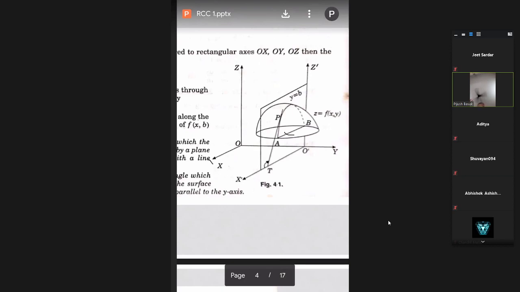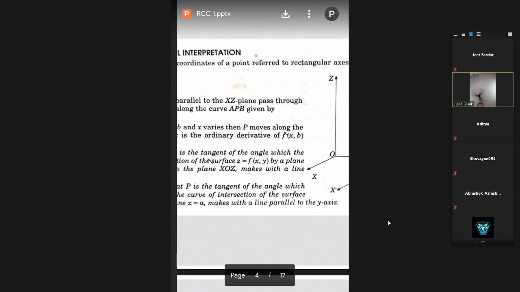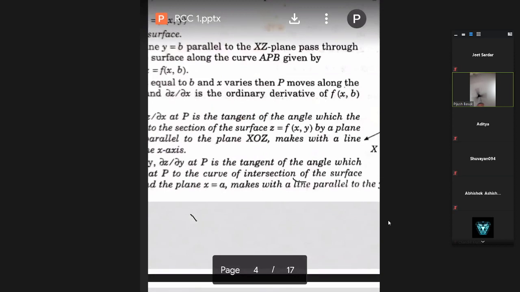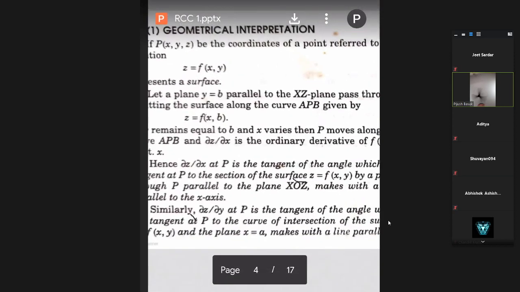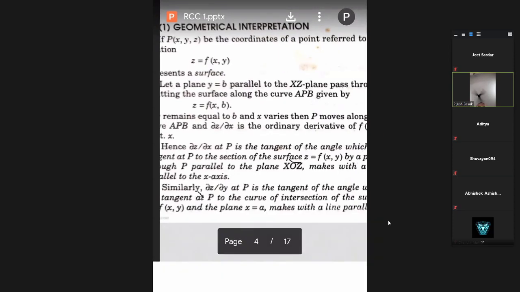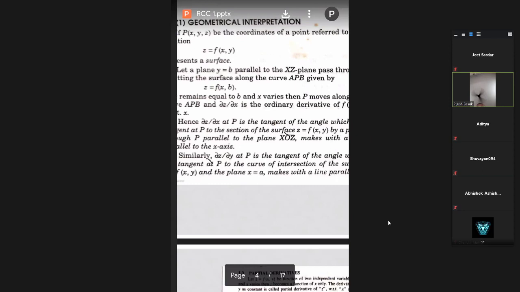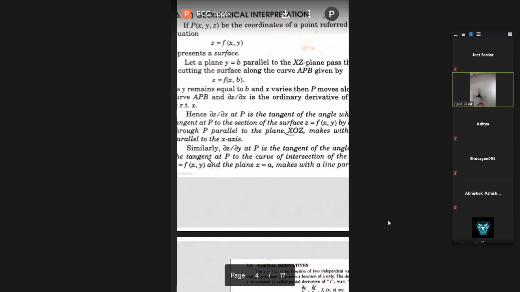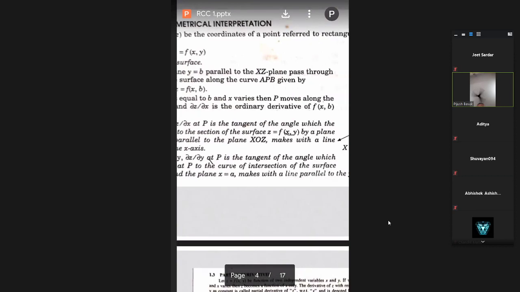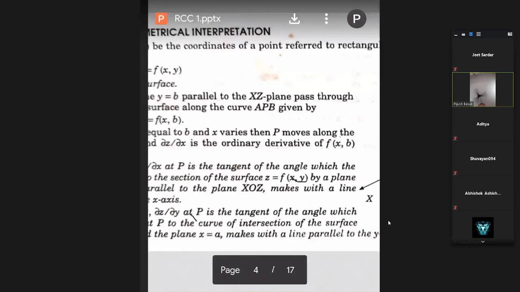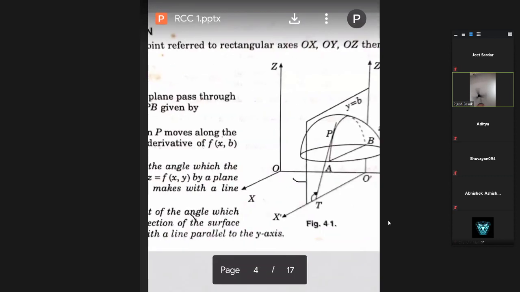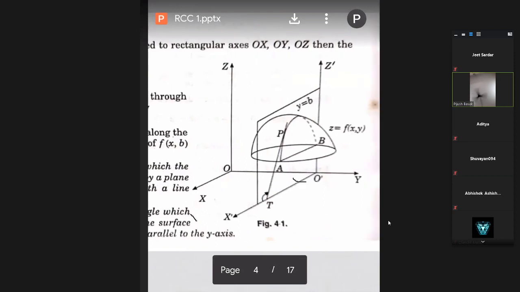This is the concept. I have found del z del x. It is written here. If you want, I will send you this. I want to find del z del x. Actually, if y is equal to b, then the function converts to f(x,b), and then you find the partial derivative. That is called del z del x. So for your convenience, I have picked this. This is a very useful diagram.